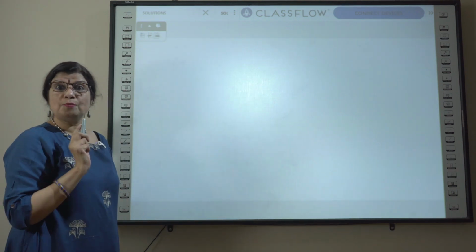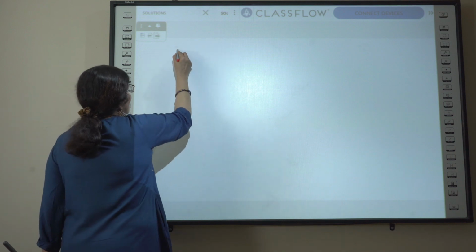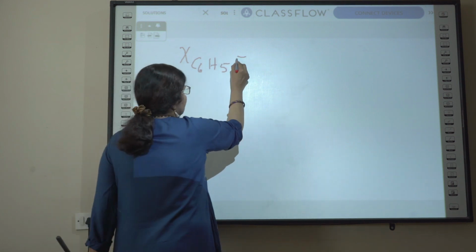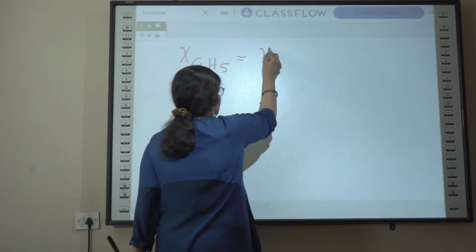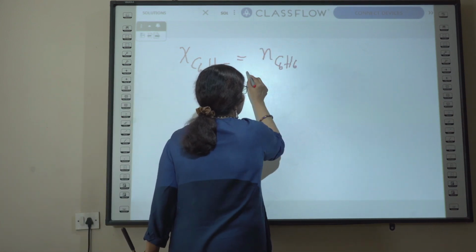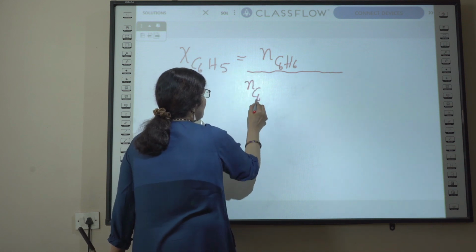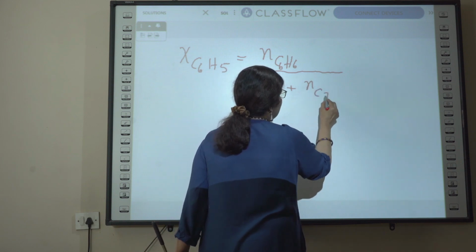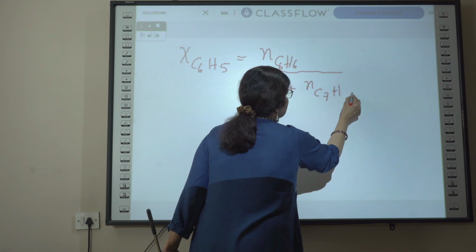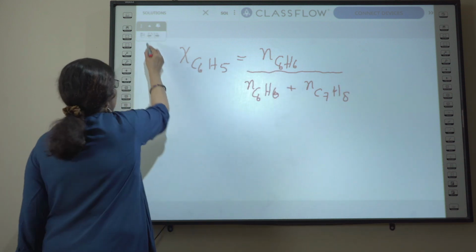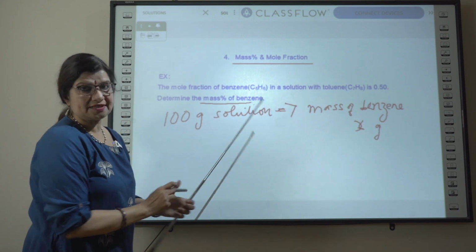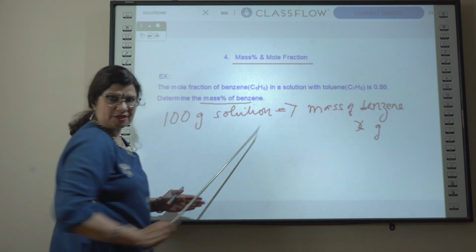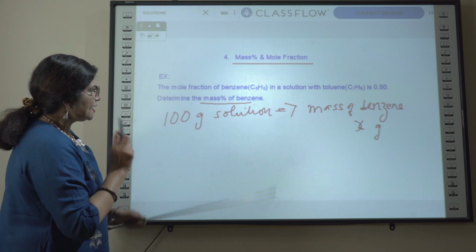Now, what is the formula for mole fraction? Mole fraction of benzene, let's focus on benzene, is equal to the number of moles of benzene divided by the number of moles of benzene plus the number of moles of toluene. Toluene is C6H5CH3, that is C7H8. You are provided with information that the mole fraction of benzene in a solution is 0.50. So before we continue with that formula, let's make an assumption.